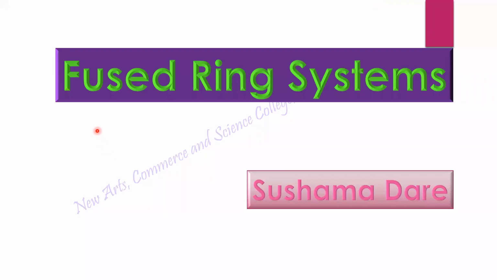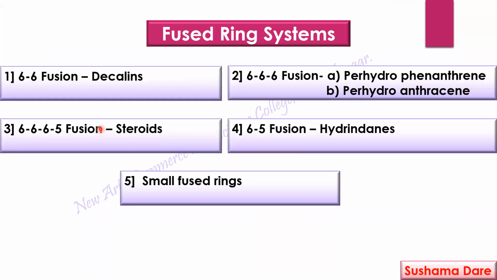Dear student, in this video, I am going to share with you fused ring systems. In fused ring system, we have to discuss 6-6 fusion, that is Decalin system, then 6-6-6 fusion. Under this fusion, we have to discuss two molecules, perhydrophenanthrene and perhydroanthracene.